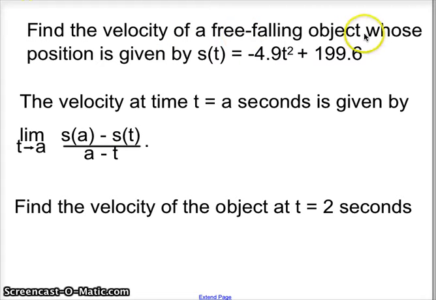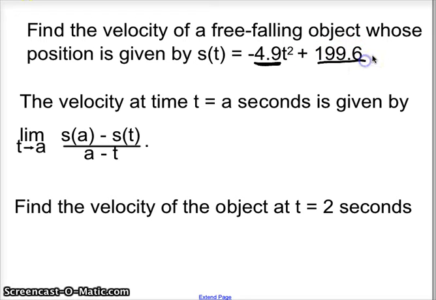The velocity of a free-falling object whose position is given by s of t equals negative 4.9 t squared plus 199.6. Now this negative 4.9 is constant. It will be the same anytime you're using meters because the pull of gravity is negative 9.8 meters per second squared. And the formula for position always is the pull of gravity divided by 2. So negative 4.9 will always be there. This number changes based on the initial height.